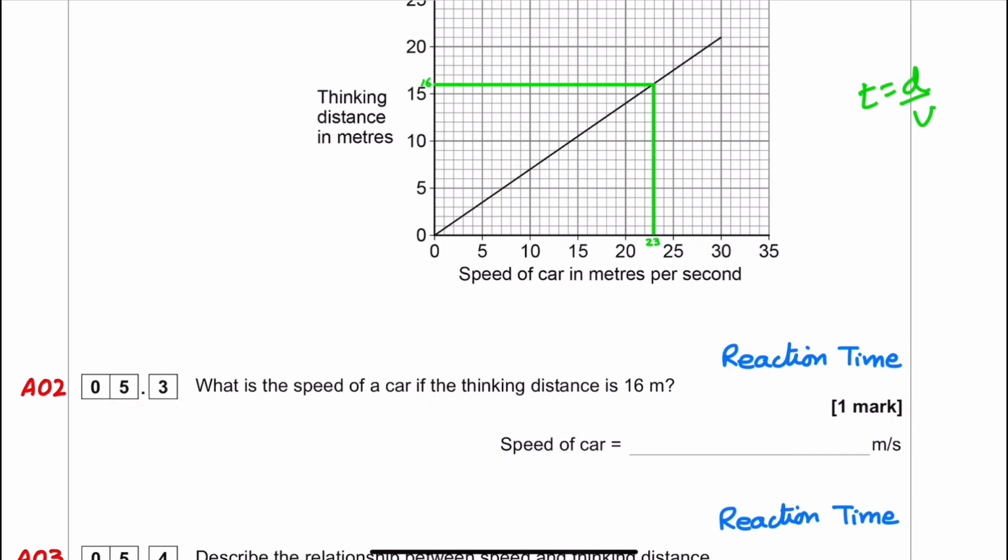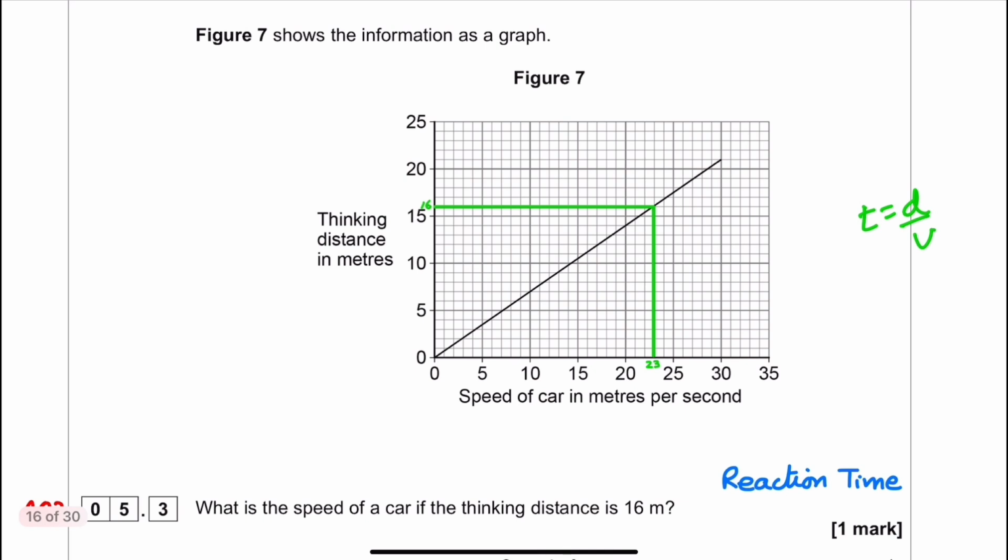What is the speed of a car if the thinking distance is 16 meter? So we have to check from our figure number 7 that if the distance is 16 meter, we need to find the speed. With the help of the ruler, we're going to draw the straight line from 16 to the graph, and we will come down to the graph at the point that is 23. So for the distance of 16 meter, the speed of the car is 23 meters per second.